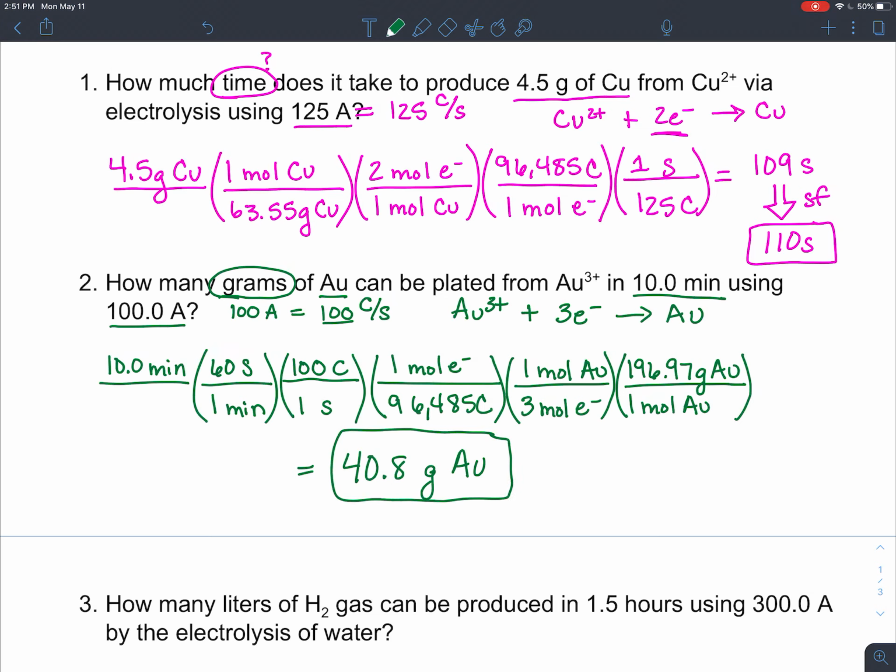I wouldn't mind having that amount of gold deposited. That'd be great. It has to come from the solution, though. It doesn't come from just nowhere.